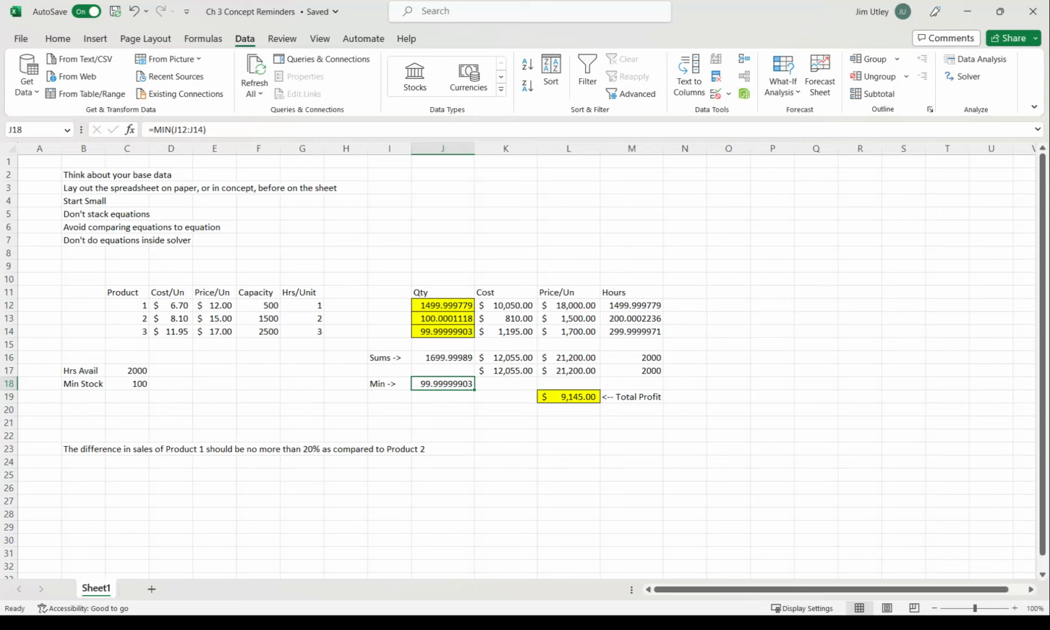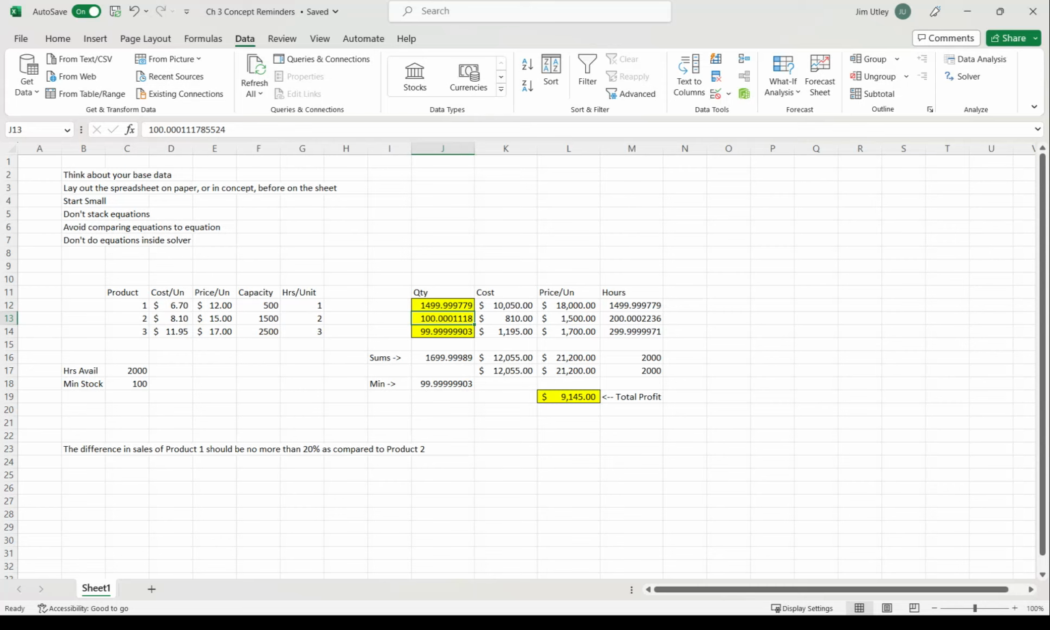Now the other constraint that gave some people some challenges is if I add this additional constraint down here. I don't want the sales of product 1 to be more than 20% different as compared to product 2. Okay? That may be because they are sets, that may be because I've got shared raw materials.